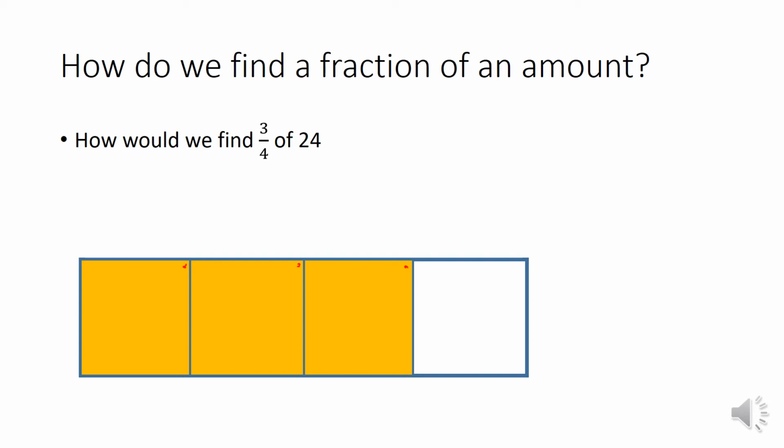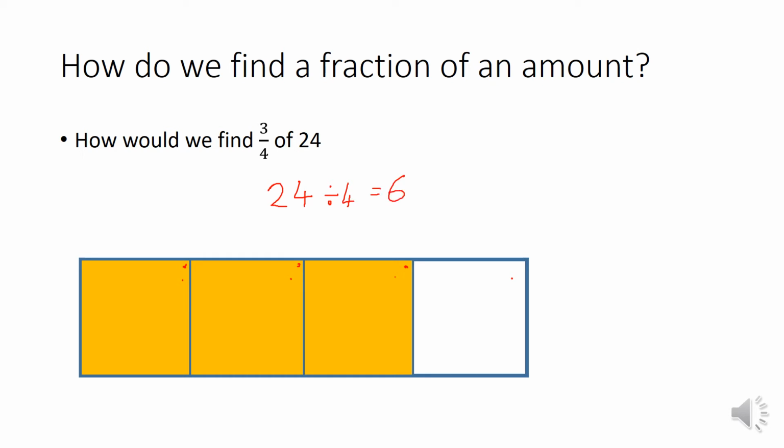We've got 3 parts. So what we're going to do is imagine that we've got 4 boxes here, 1, 2, 3, 4 boxes, and we're going to split this 24 into those boxes. At the end, because we're going to be getting 3/4, we're going to get 3 of those boxes, and we need to work out how much we get. So let's divide 24 by 4, because that'll tell us how much needs to go in each box. 24 divided by 4 gives us 6.